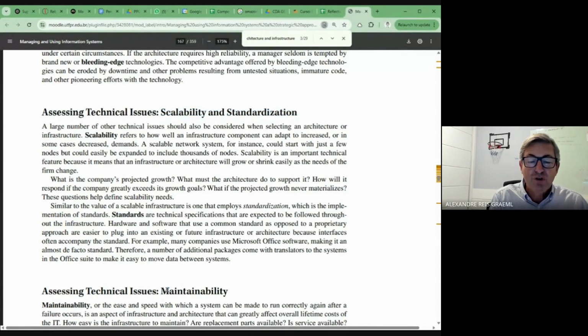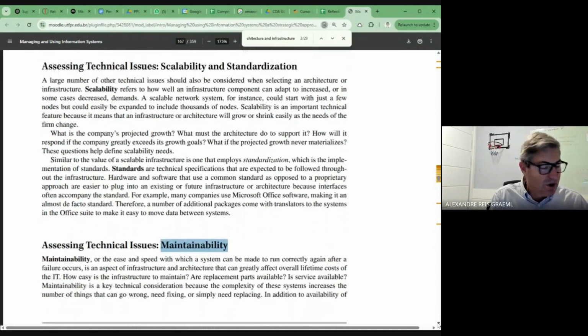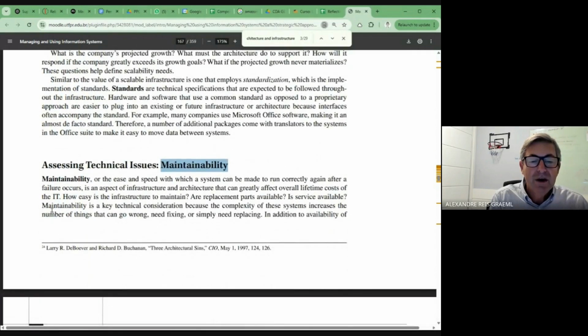You should also consider maintainability. Is it easy to maintain? Will we be able to maintain the systems accordingly? Maintainability, or better explained as the ease and speed with which a system can be made to run correctly again after a failure occurs, is very important, right?